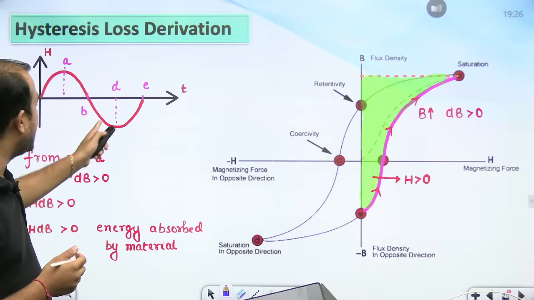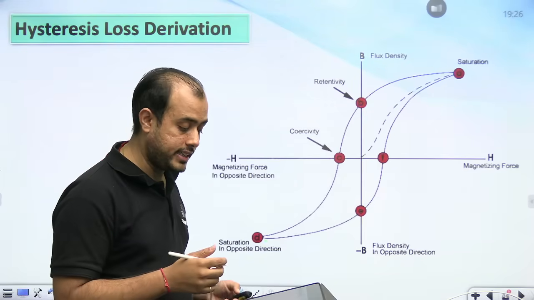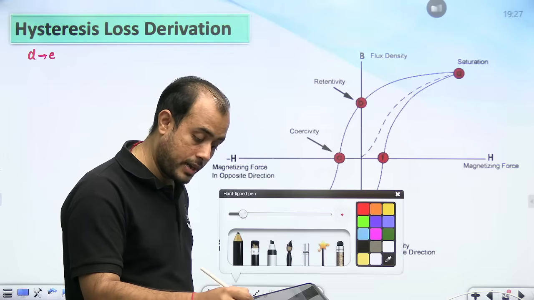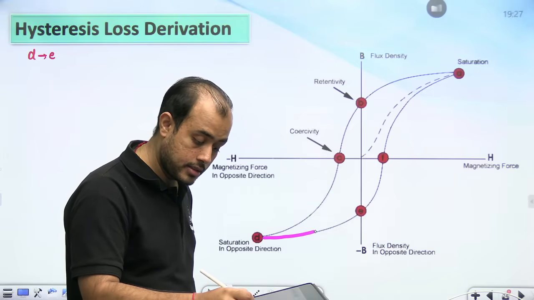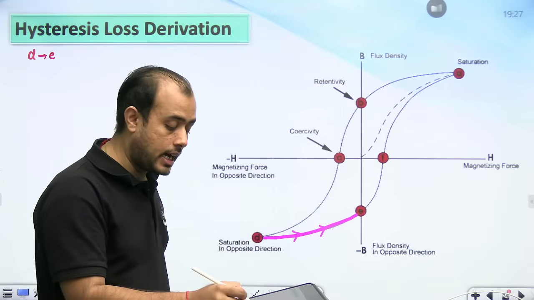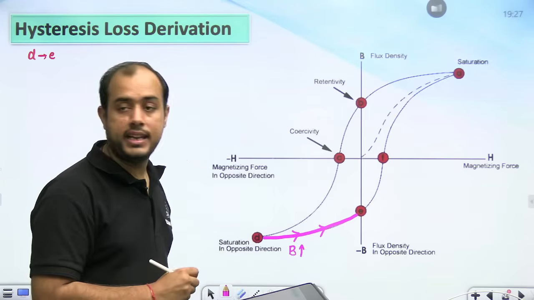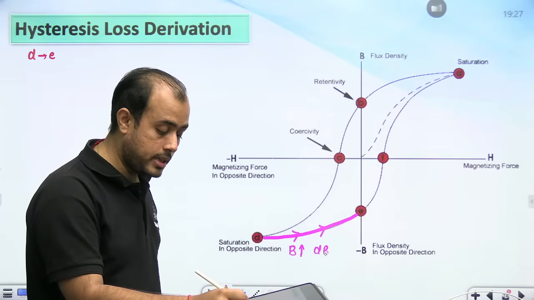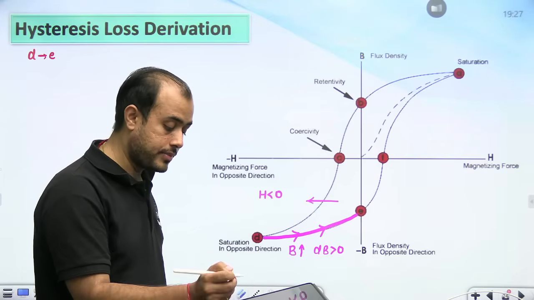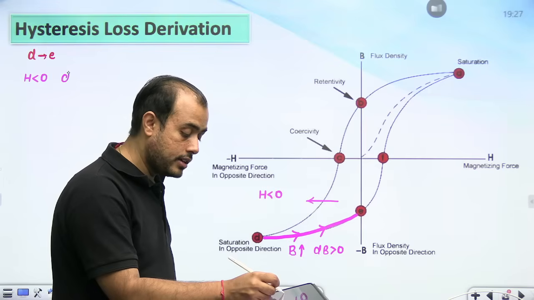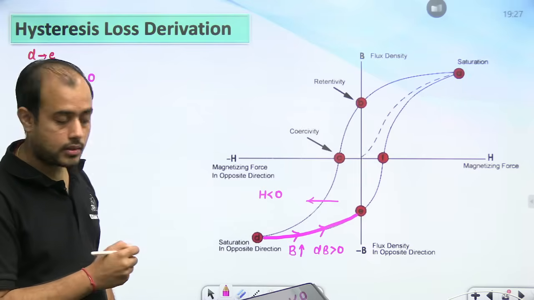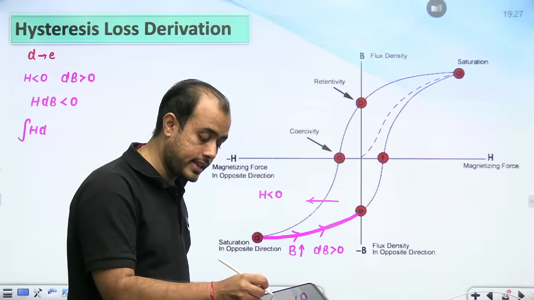Now the last part of the graph is D to E. In order to complete the loop, I will go from D to E. This part, beta. Now you are going up. आप ऊपर जा रहे हैं. When you are going up, the y coordinate increases. तो B increases. ऊपर जाने का मतलब B बढ़ रहा है. तो dB is positive. But still you are on the left hand side, beta. So H is negative. So from D to E, H is negative. But B is increasing, dB positive. So H dB is negative. Integral H dB is negative.